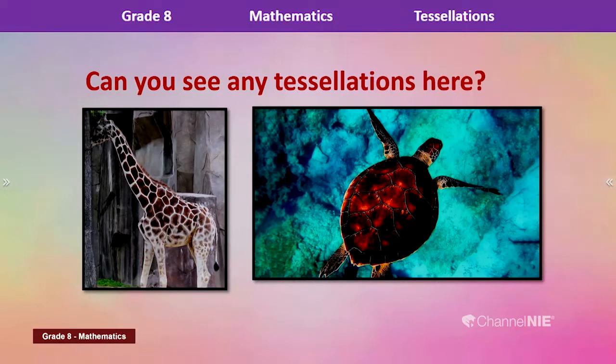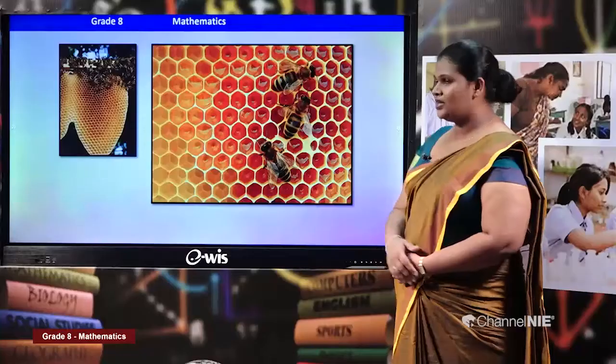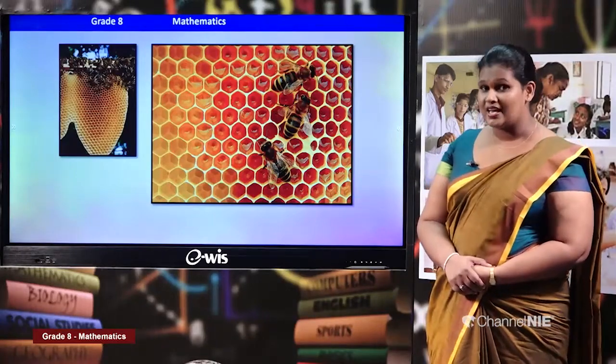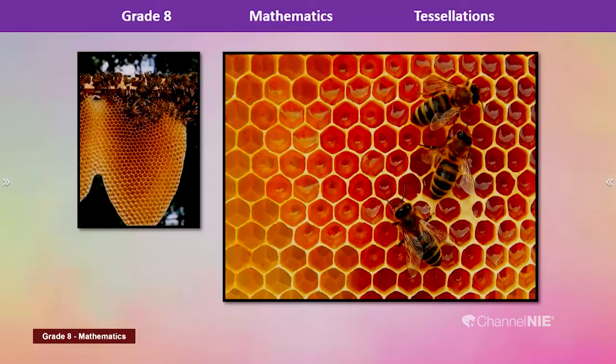Now, here I have got a tortoise. What can you see there? Can you see a pattern? So, once again think, is that a tessellation? Right. Now, what is this? Yes, it is a beehive. Isn't that so? So, here we have two pictures of a beehive, and what can you see there? Can you see a shape that you already know? Yes, we can see some hexagons there. Isn't that so? So, is that a tessellation?